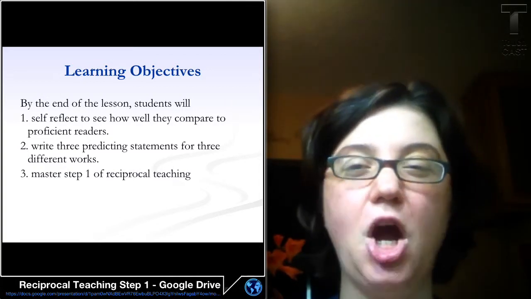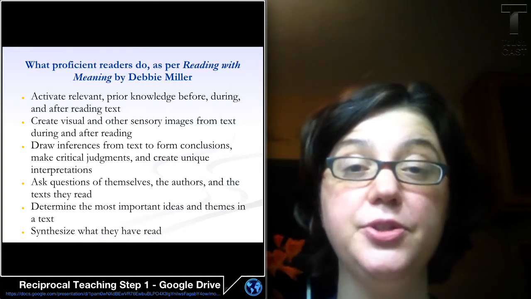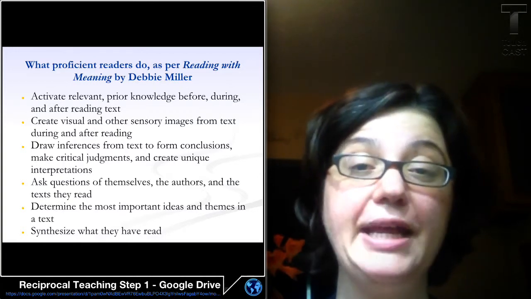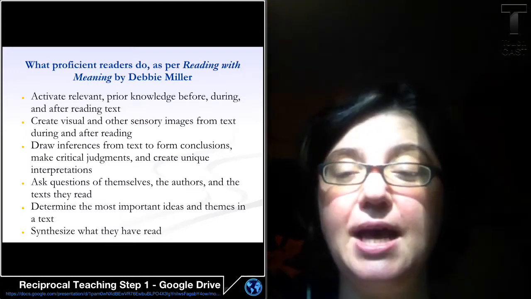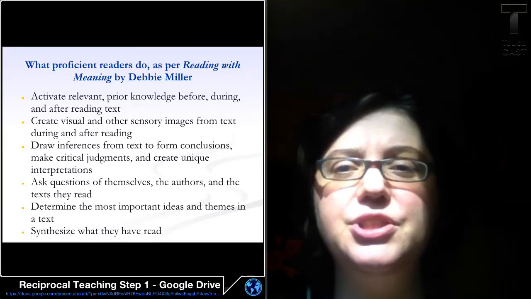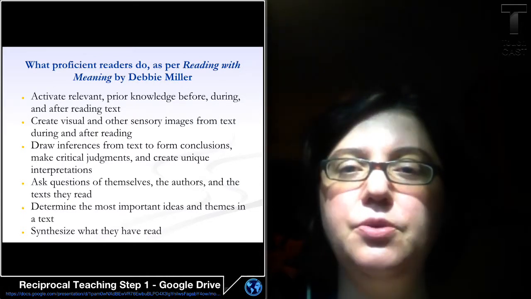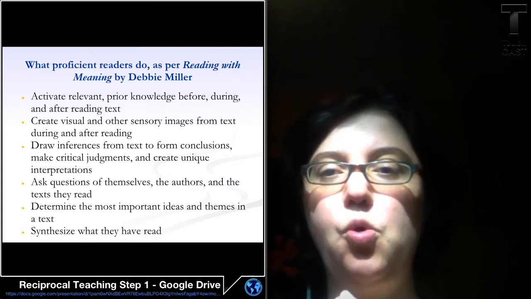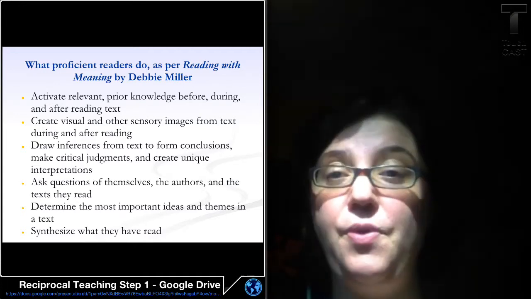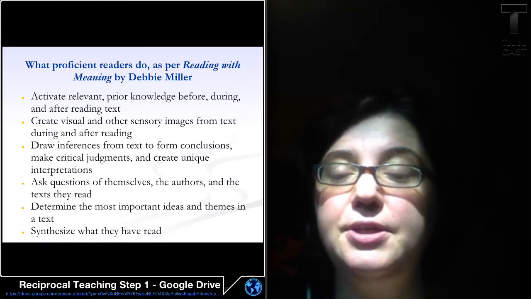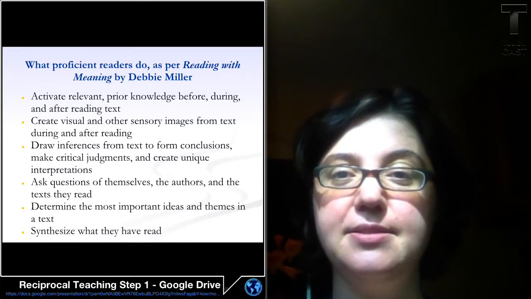So let's actually meet our proficient reader now. According to Debbie Miller, proficient readers do 6 things before, during, and after reading. Pause the video, and on your paper you're going to decide how many of these strategies you actually do. So if you feel that you do each strategy always, sometimes, or never, for each strategy write down sometimes, always, never, and then be ready to move on to our next step.